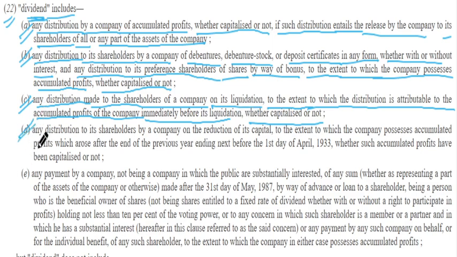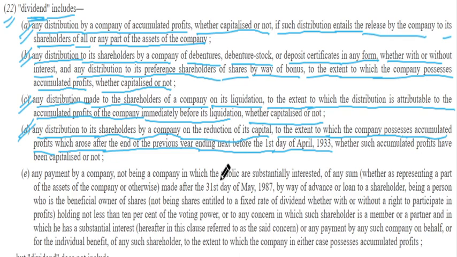Again, dividend includes any distribution to its shareholder by the company on the reduction of its capital, to the extent to which the company possesses accumulated profit which arose after the end of the previous year ending next before the first day of April 1933, whether such accumulated profit has been capitalized or not.